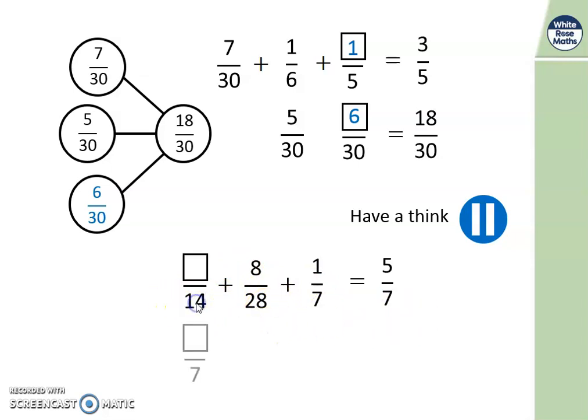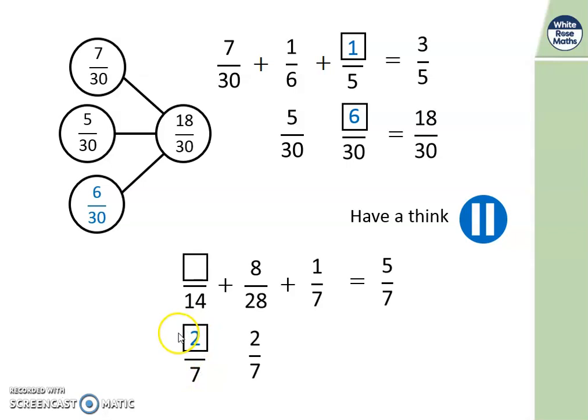So this we're going to change to 7ths. This we're going to change to 7ths. 28 divided by what is 7? It's divided by 4. 8 divided by 4 is 2. So that's 2/7. So now I've got an unknown number, add 2/7, add 1/7 makes 5/7. 2 add 1 makes 3. What would I need to add to that to get to 5? I'd need to add 2.